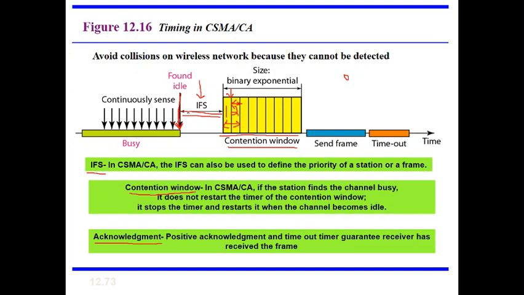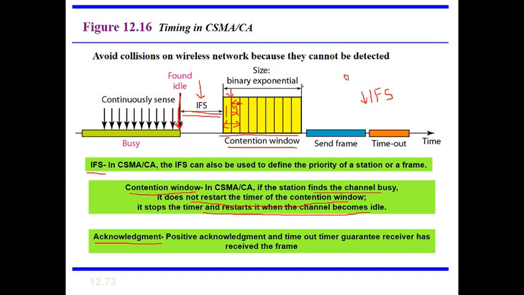And with the help of IFS, we can also provide priority for a station. Whichever device has lower IFS time has higher priority than a device with higher IFS time. That means a device with higher priority needs to wait for the minimum time. And in the contention window, if the station finds the channel is busy, it does not restart the timer; as I said, it stops the timer and restarts whenever the channel becomes idle.